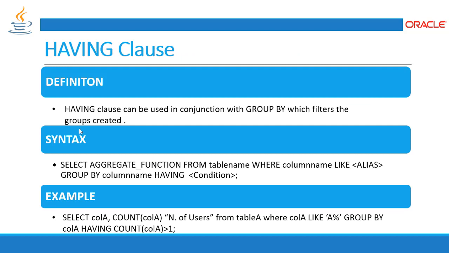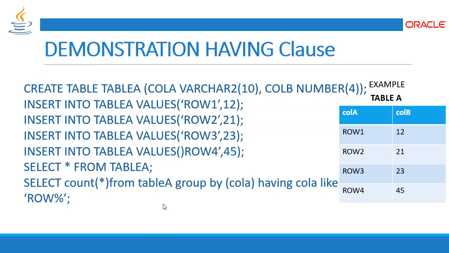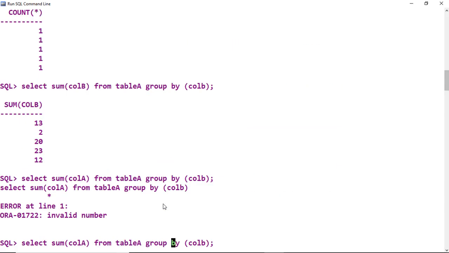Having clause. The having clause can be used in conjunction with group by, and it filters the groups that are created. Select aggregate function from table name, where column name like alias, some kind of condition, some character strings, group by column name having condition. So this is the difference between select where, group by and the having clause. The having clause filters the group condition and puts the data values together.